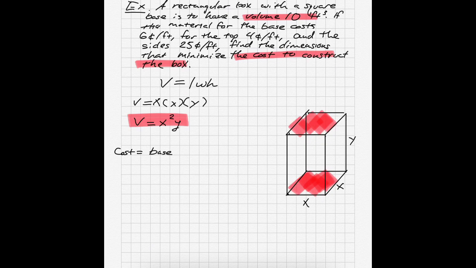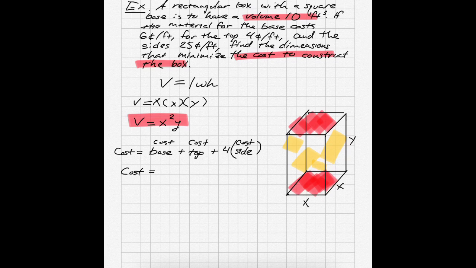Okay, so I have to add the cost of the base, the cost of the top, and then let me see here. I've got 1, 2, 3, 4 sides, right? Front and back and the 2 sides. So 4 cost of a side. So that's really the equation I'm looking at. So let me see if I can figure this out. So let's see. The cost to construct the base.